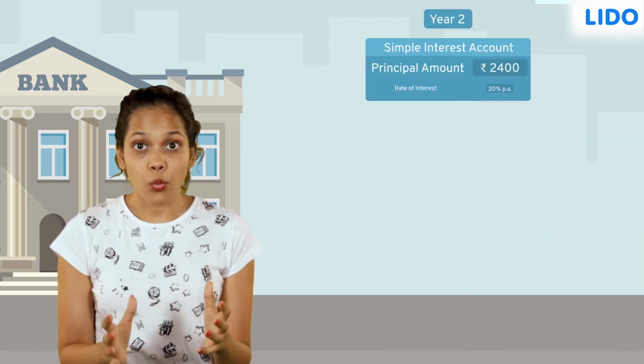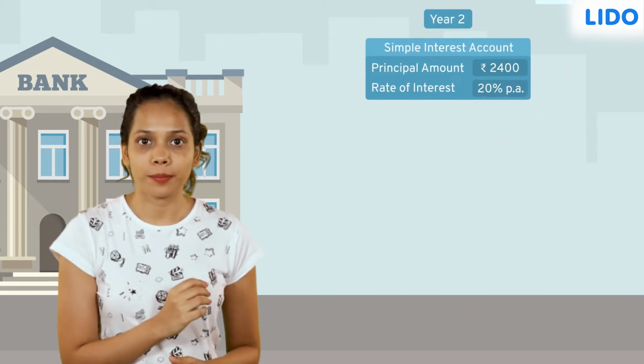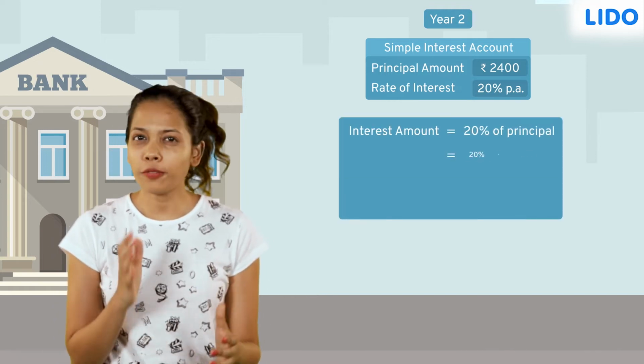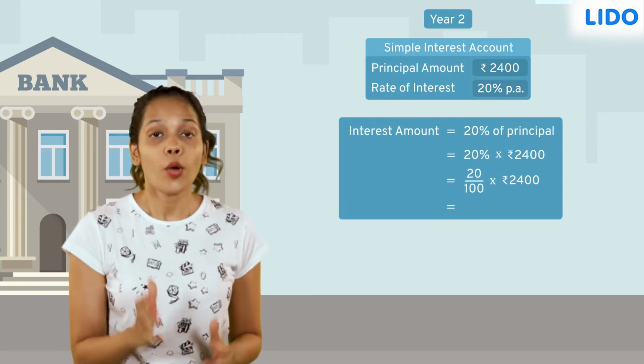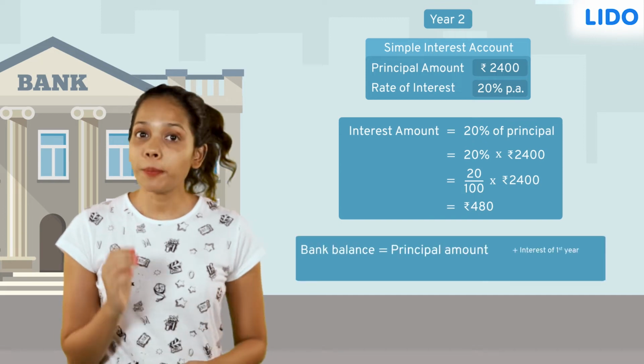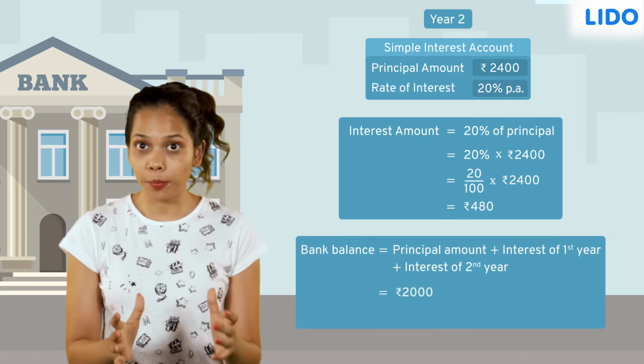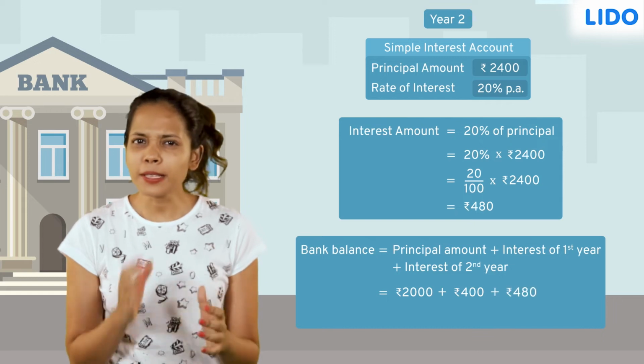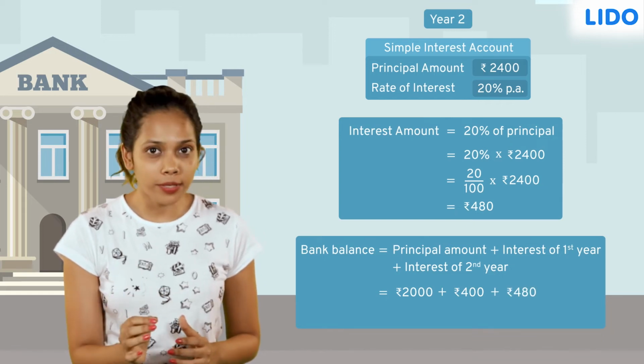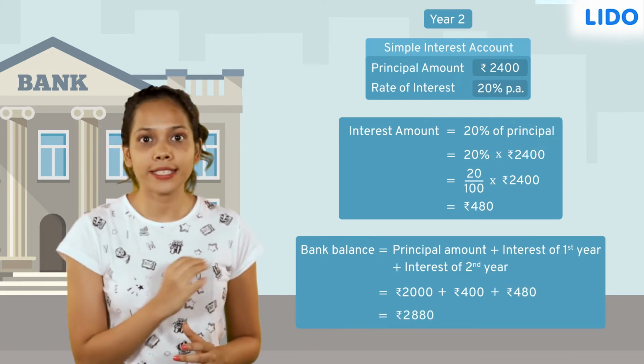The interest earned will be 20% of this new principal. So 20% interest of 2,400 for the second year will give us 480. Now the bank balance will be 2,000 rupees plus 400 rupees plus 480 rupees, which equals 2,880 rupees.